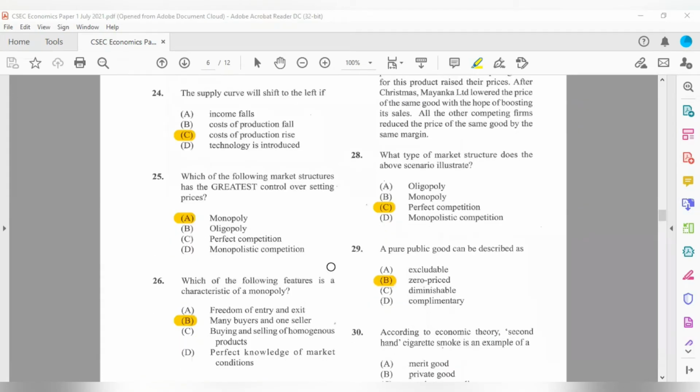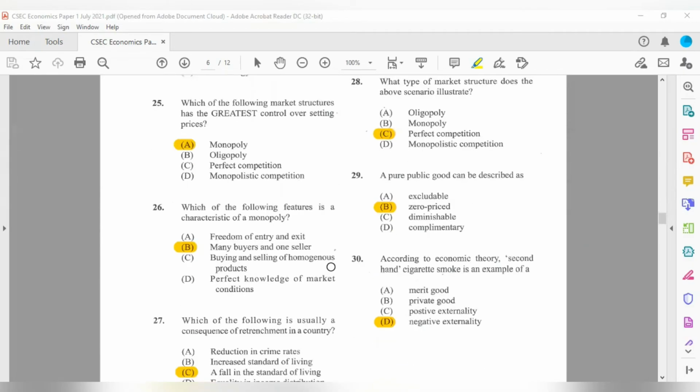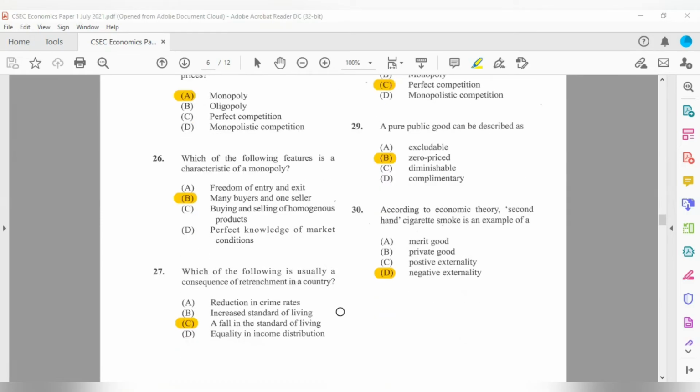25, which of the following market structures has the greatest control over setting price? The answer is A, monopoly. 26, which of the following features is a characteristic of a monopoly? The answer is B, many buyers and one seller. 27, which of the following is usually a consequence of retrenchment in a country? The answer is C, the falling standard of living.